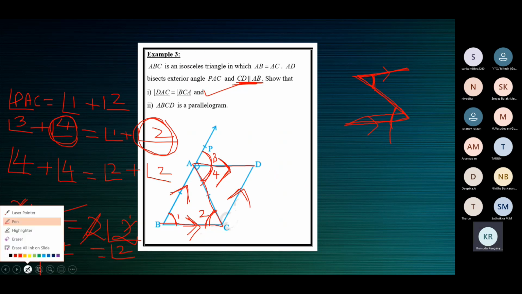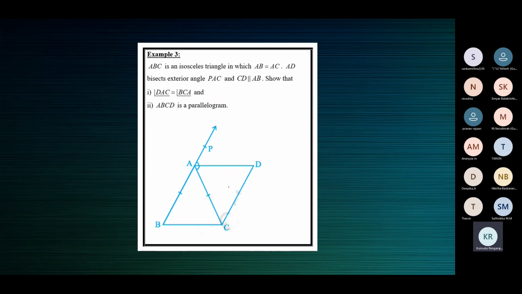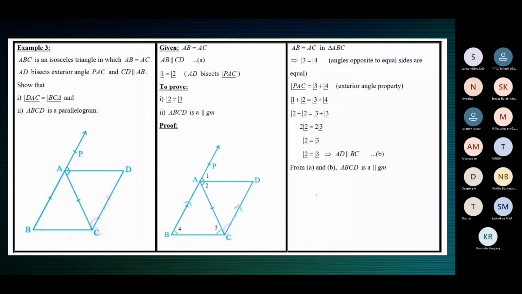I'll show you the proof, children. First read the proof and then start writing. Please read the proof first. I may have marked the numbers differently, but I'm sure you can manage all that.